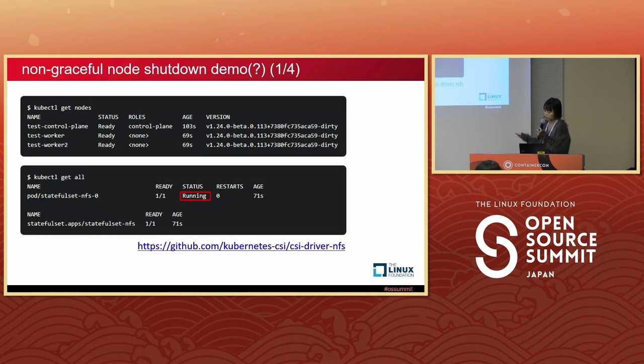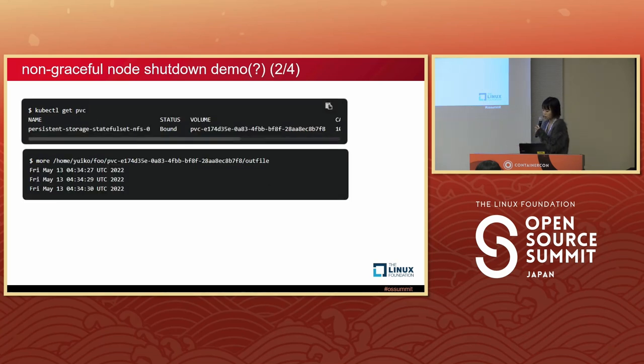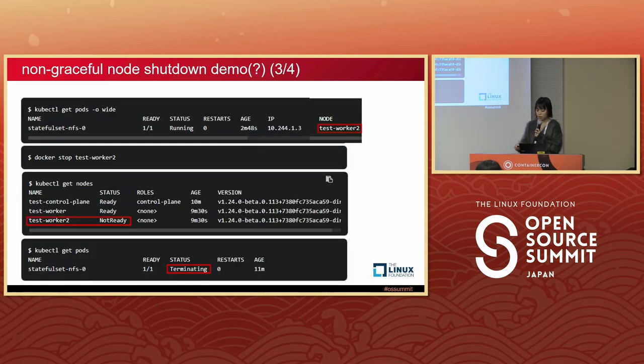This is a sample application, and you can get it with this URL. This sample application outputs the current timestamp like this every second. This pod is running on test worker 2. Then I stop the node test worker 2. As I mentioned, these nodes are created by kind, so I do docker stop, and this node will stop. So that means node shutdown.